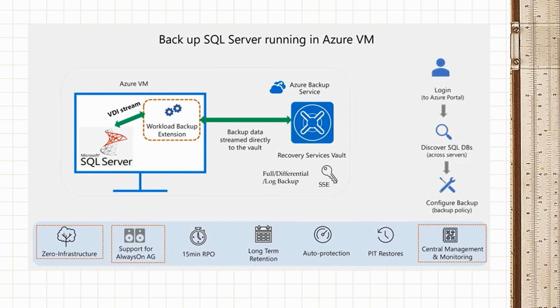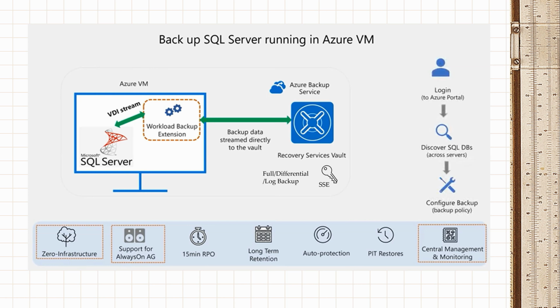While the coordinator is responsible for triggering the workflow for various operations like configure backup, backup and restore, the plugin is responsible for the actual data flow using the VDI streaming. Once you trigger configure protection on the selected databases, the backup service sets up the coordinator with the backup schedules and other policy details, which the extension caches locally on the VM.